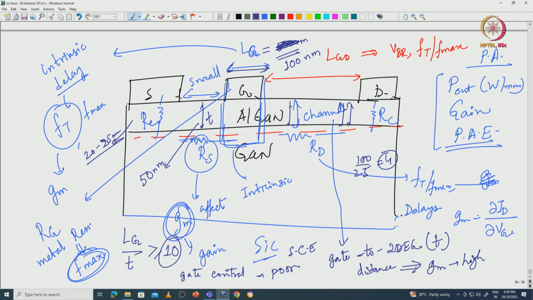You are going to get huge output conductance, your gain will suffer, you will have short channel effect, it is a bad device, which means your gate to channel distance should be at most 10 nanometer, you should not have much more than 10 nanometer. Now how will you do that 10 nanometer?